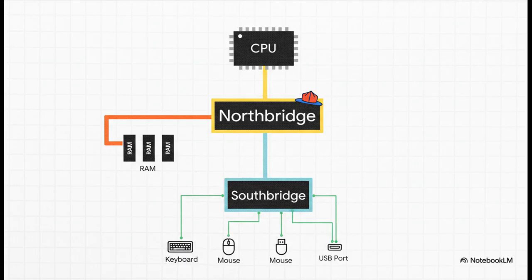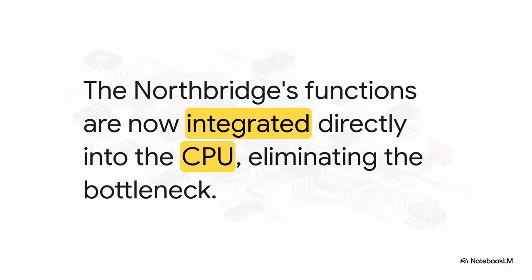The problem was, this whole setup created a major performance bottleneck right in the middle. So, what was the modern solution? Well, it was pretty straightforward. Just get rid of the middleman. Today, all those important jobs the Northbridge used to do, managing memory, controlling high-speed I/O, are built directly onto the CPU chip itself. This gives the CPU a direct, screaming fast connection to the most important parts of the system and blows that old bottleneck away.